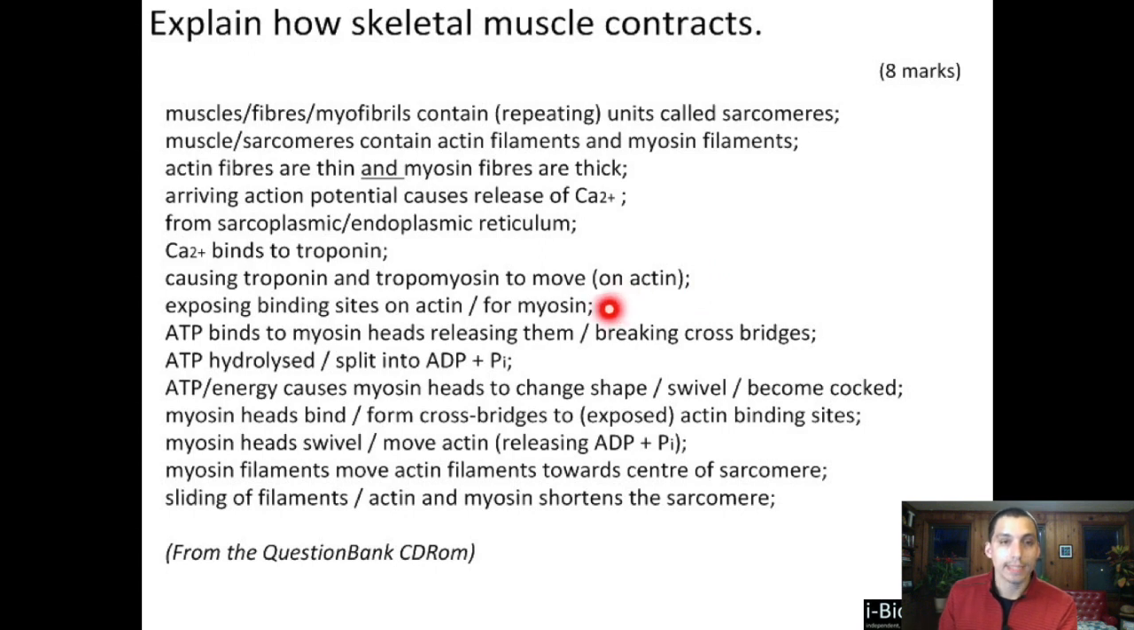Exposes binding sites on the actin. ATP binds to the myosin heads, which releases them, breaks the cross bridges. Hydrolyzes ATP, causes them to change shape. The myosin heads bind, form cross bridges, and swivel or move the actin, and they move it towards the center of the sarcomere, and that shortens the sarcomere. So there's obviously more than 8 marks there. There's a couple different ways to get to the 8 marks.